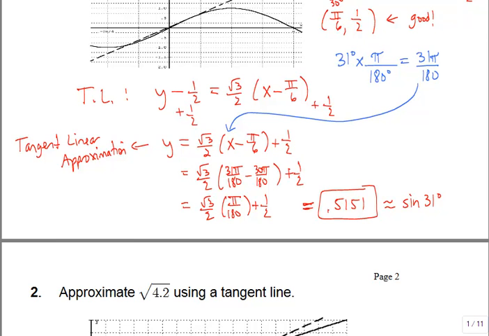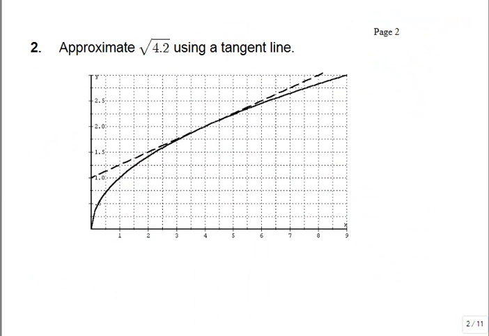Okay? Let's try another example. So here we want to approximate the square root of 4.2 using a tangent line again. So again, I don't know what square root of 4.2 is off the top of my head, but I do know the square root of 4. That would be a nice, good point that is easy to work with. So what we're going to do is we're going to let x be 4. So that means we're really looking at the point on this graph that's at 4 for the x, and square root of 4 would just be 2.